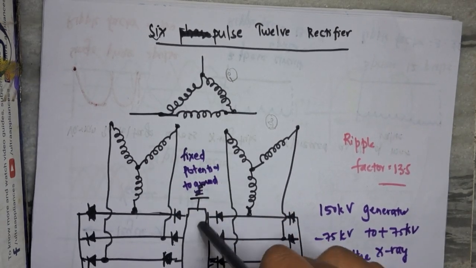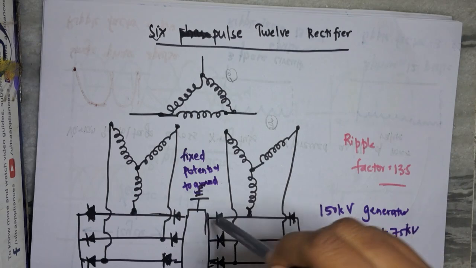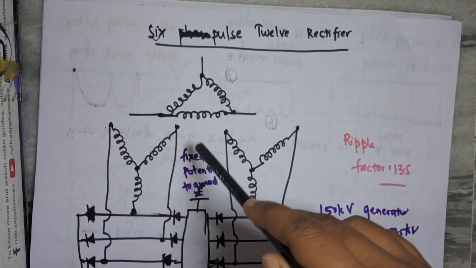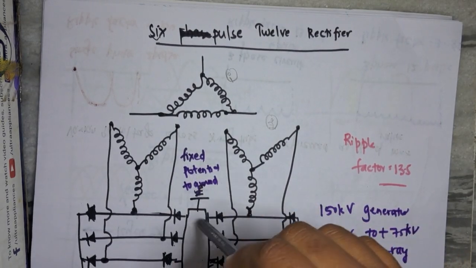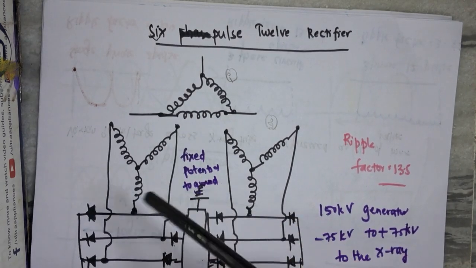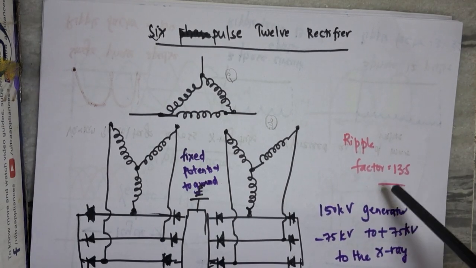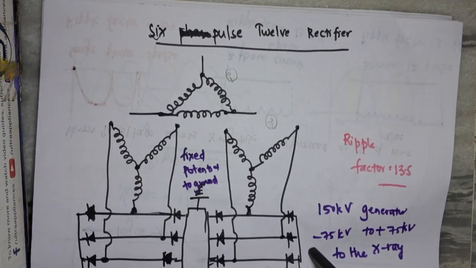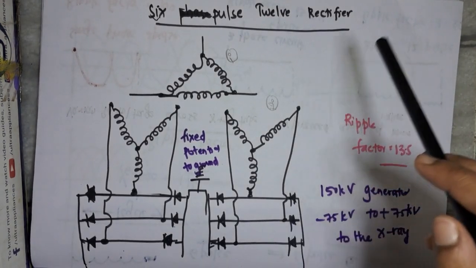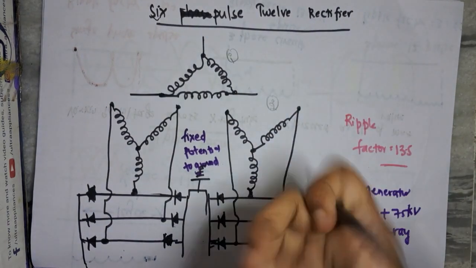This is one advantage over the 6 pulse rectifier, because there is no ground potential arranged. Here, ground potential is attached. Because this potential is fixed to ground, the circuit is fixed to ground, and this will allow a higher voltage, that is, a 150 kilovolt generator with a voltage fluctuation from -75 to +75 can be applied to this 6 pulse 12 rectifier.